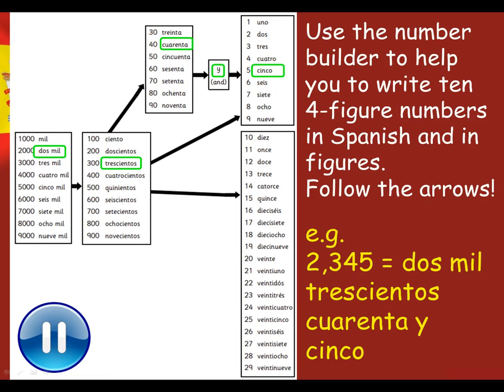You get to choose which 10 four-figure numbers you're going to do, so you can make them as easy or as challenging as you like. So pause the video, see what you can do with those 10 four-figure numbers, and press play when you're ready to finish.